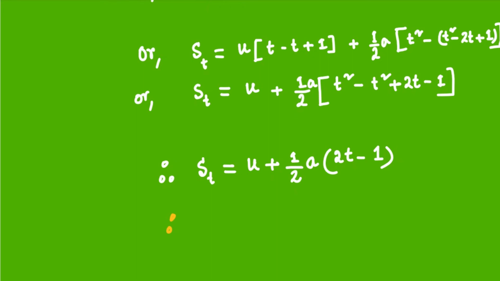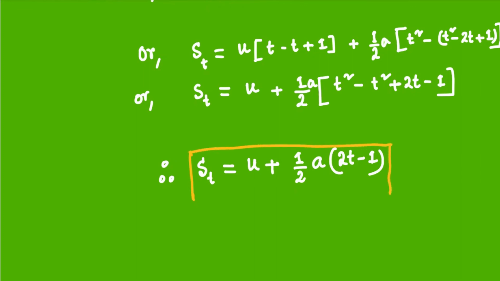st equals u plus half a (2t minus 1). Hence proved.